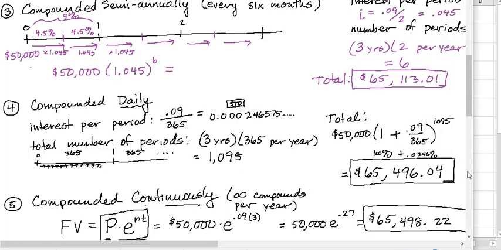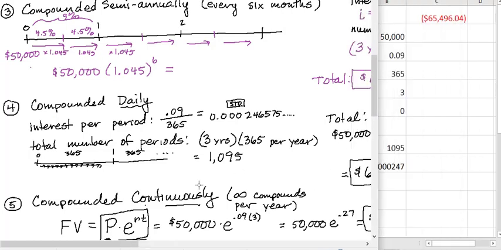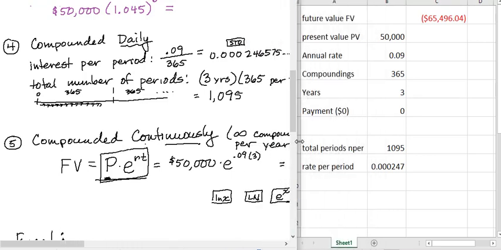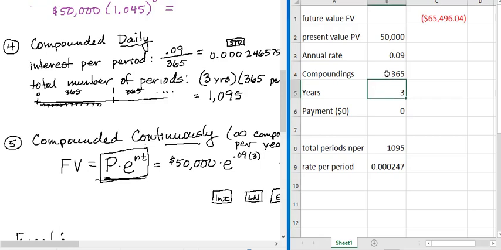There it is, 65,496.04. For compounding continuously, mathematically you would change to an e. You can get around that by just saying you're going to compound a lot. So just change the 365 to like instantaneous compounding. I'm going to put 500,000 compounds in there and then see what happens to the total number of periods.